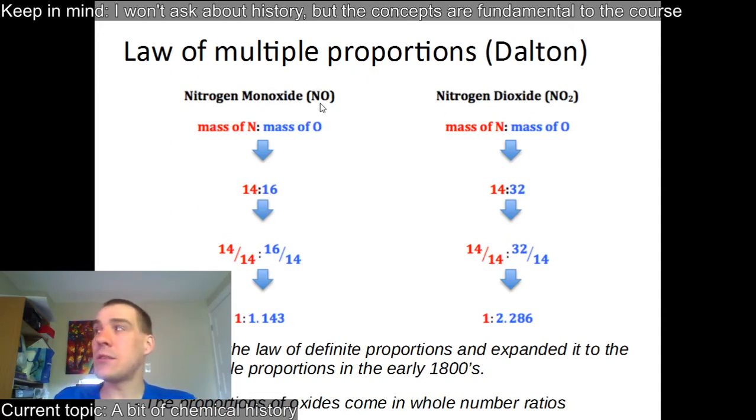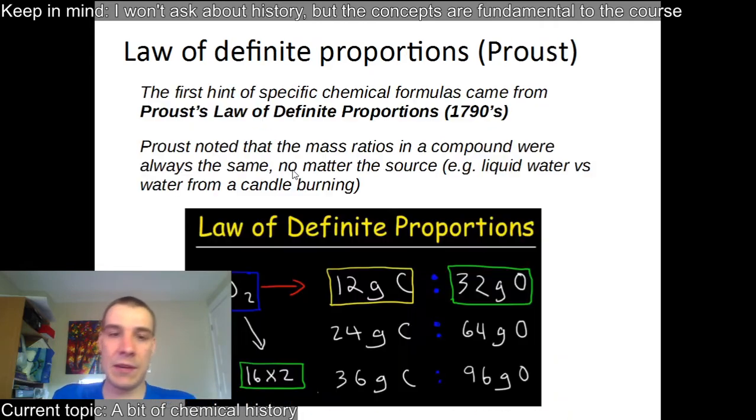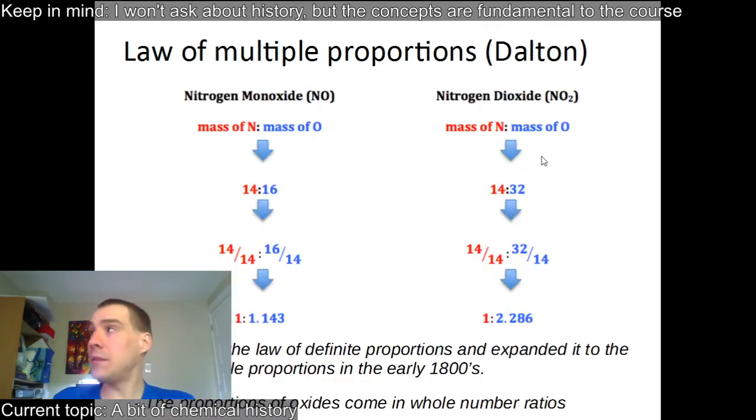So he took something like nitrogen monoxide that he worked out you could make from nitrogen and oxygen, and nitrogen dioxide that he also worked out you could make from nitrogen and oxygen. And he noticed that, using Proust's idea of definite proportions, the proportion was like this all the time, and this proportion was like this all the time. And he noticed that if you keep this the same, 14, 14, this one always had a round number proportion.